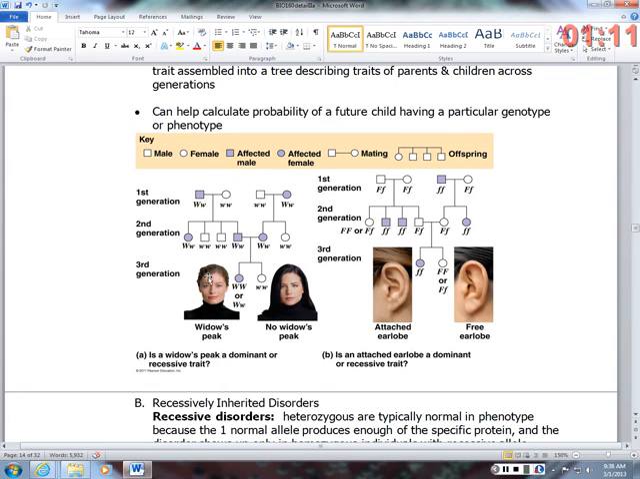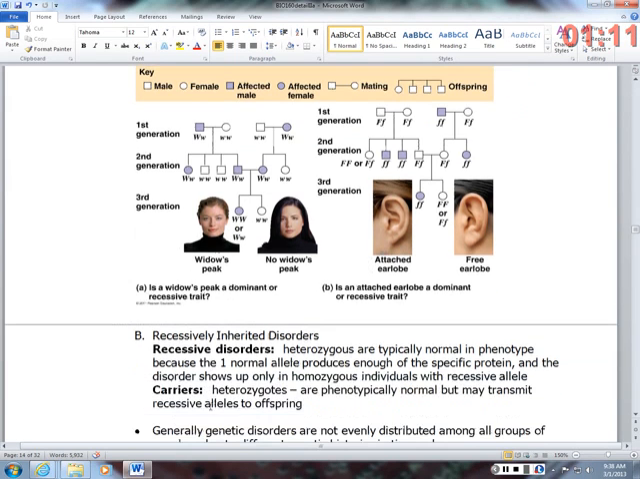So one of the traits it looks at is a widow's peak, which is the pointy hairline in the front, and looking to see who in your family has a widow's peak going back. Another one you can look at is the attached earlobe. Does it come down and it's attached all the way here, or do you have earlobes that flap back and forth?